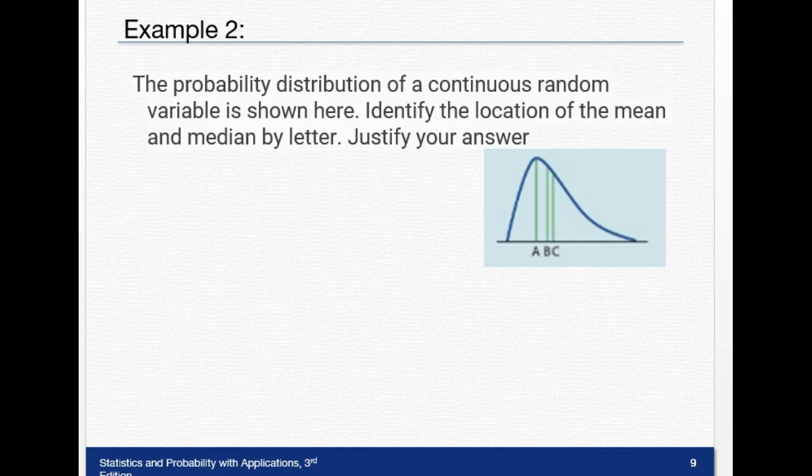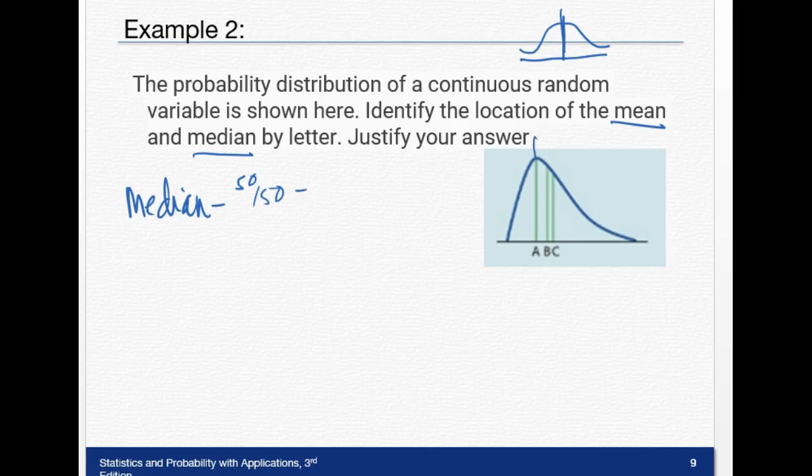All right, the probability distribution of a continuous random variable is shown. Identify the location of the mean and the median by letter. So we notice that this is not a perfectly symmetric shape. If it was, then we know the mean and the median would be the same, but that's not the case. So the first thing we need to do is find out where is the median. Okay, so remember the definition of median means it splits it into 50-50, right? So let's look at our values.